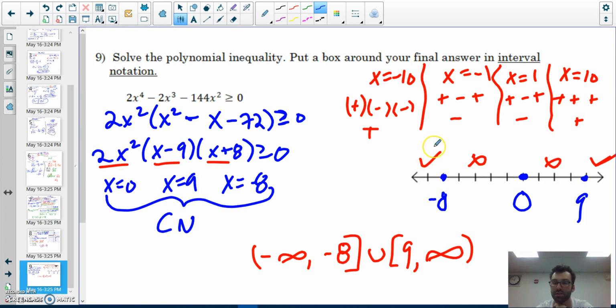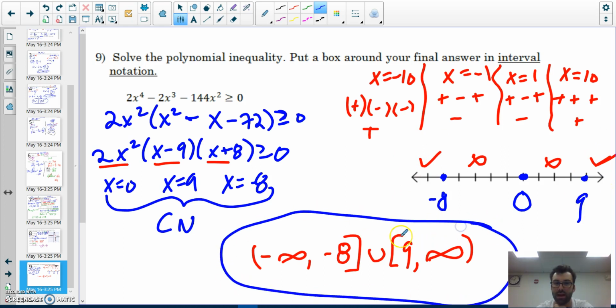positive. So this interval works and this interval works, and I want to write my answer like this. I put the bracket since it's equal to. Holy cow, I just made it. Deuces.